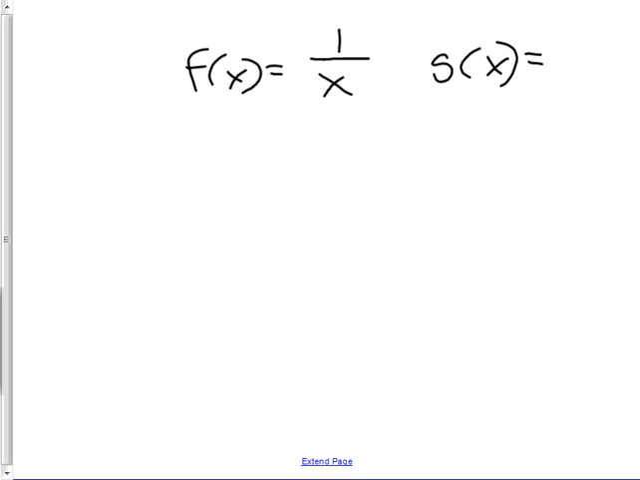The first thing we taught you this unit was how to add, subtract, or multiply functions. So let's just try a simple one. f of x is equal to 1 over x, and g of x is equal to x squared. I'd like you to tell me what f times g of x is, and then tell me its domain.